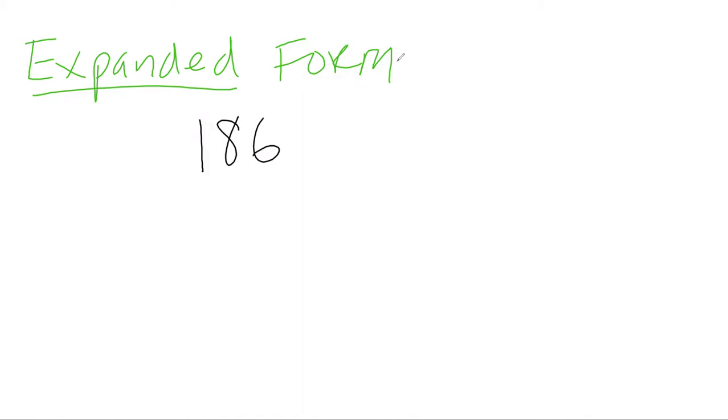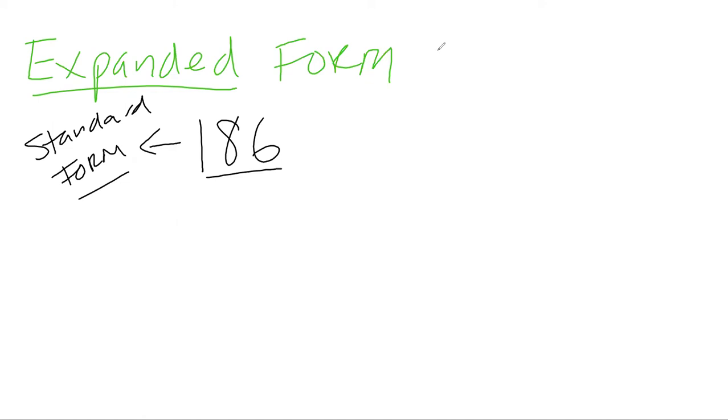186 as another number, and we want to write this out, right? So here we go. This right here, 186, that's the standard form. Now we want to write it in expanded form. So what we're going to do is we're going to look at each place value and write it out in terms of the value of each digit.